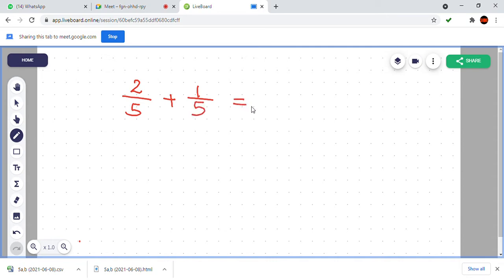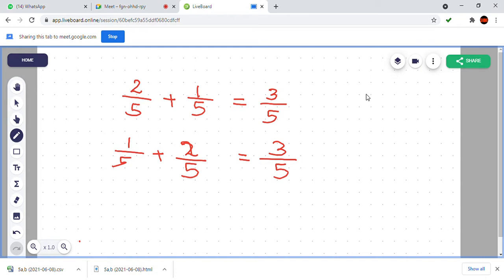Okay. Then if we take 2 by 5 and 1 by 5, those two are rationals, the answer is 3 by 5. Then if we change the order of these rationals, that means 1 by 5 and 2 by 5, then what will be the answer? 3 by 5 itself. That means 2 by 5 plus 1 by 5 is same as 1 by 5 plus 2 by 5. That means we can add the numbers in any order.